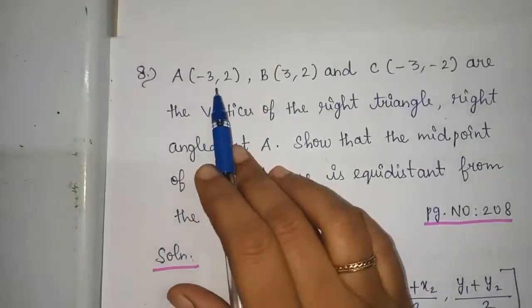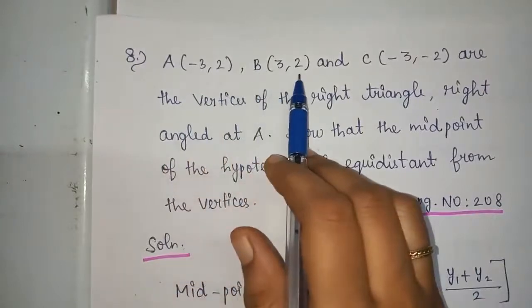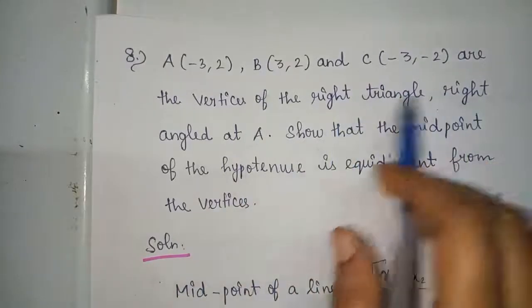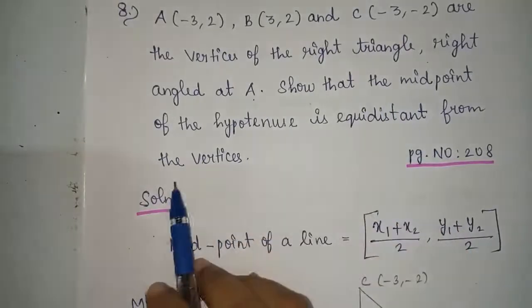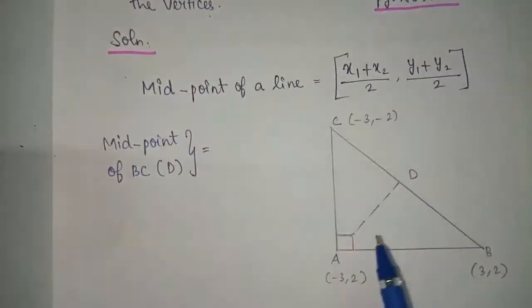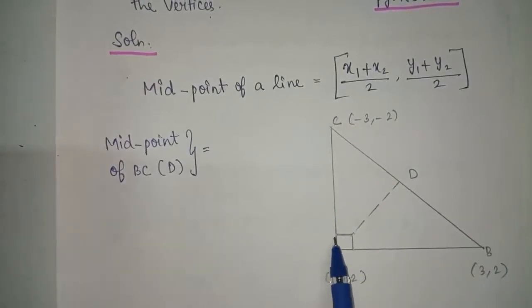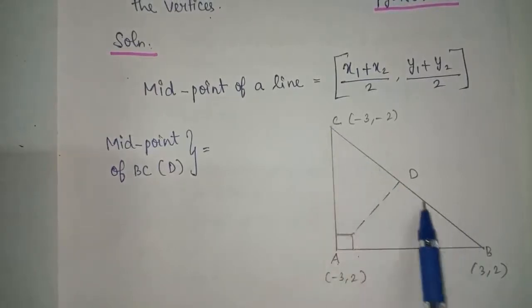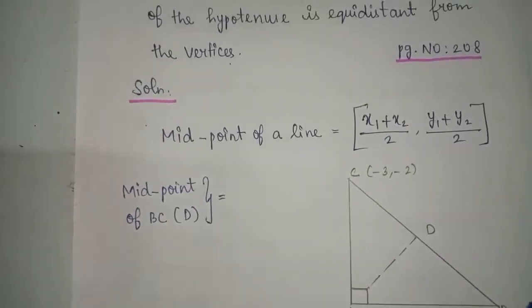Problem number 8 in exercise 5.3, the last problem of this exercise. A(-3, 2), B(3, 2) and C(-3, -2) are the vertices of a right triangle right angled at A. Show that the midpoint of the hypotenuse is equidistant from the vertices. So let us consider the figure. ABC is a right angled triangle right angled at A. So A is 90 degrees. Then show that the midpoint of the hypotenuse, which we consider as D, is equidistant from the vertices. This is what we have to show in this question.